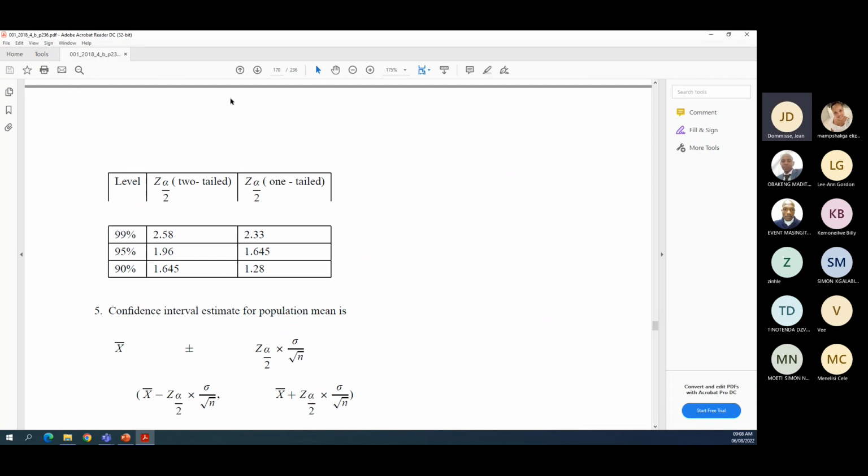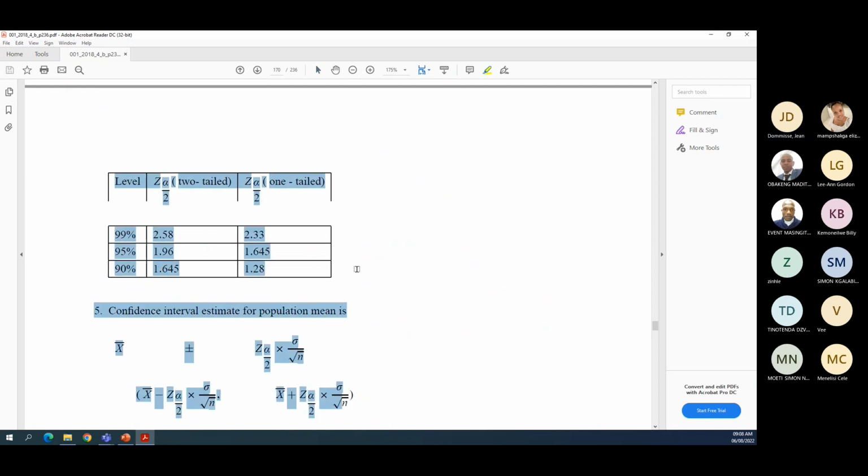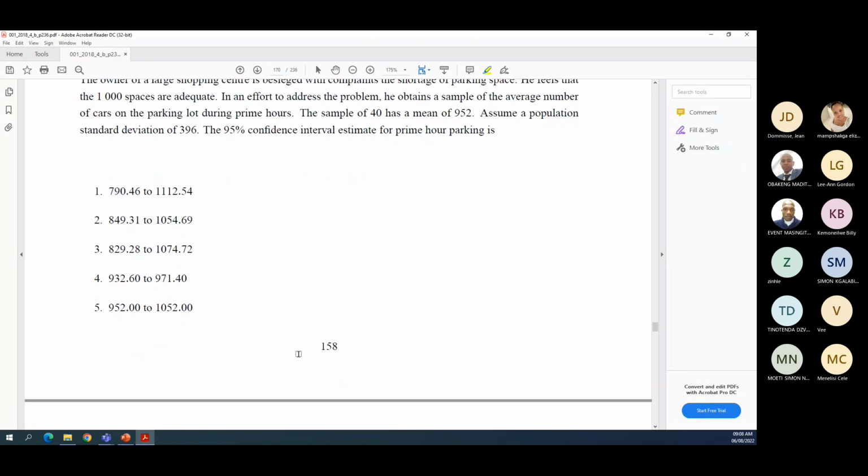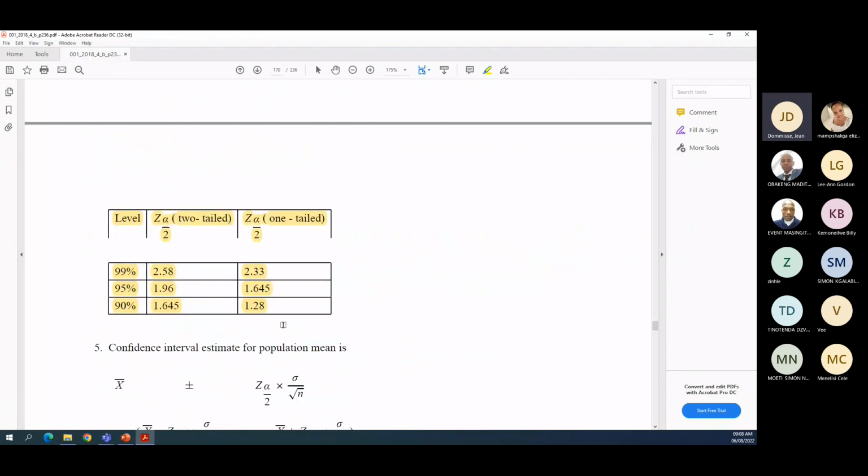Okay, so this one is going to be very important for you. On page 158, this is the table that you will be able to use. And you can write it down, you can make a copy of it.